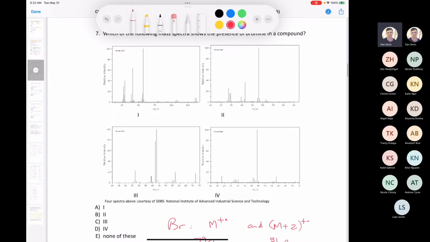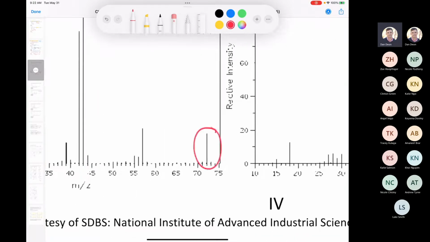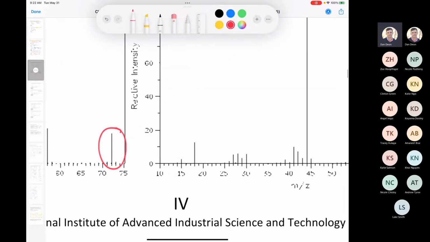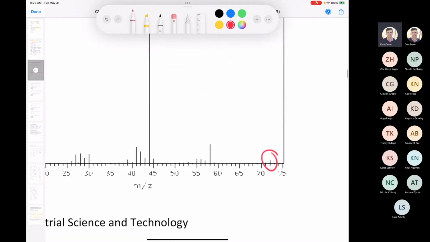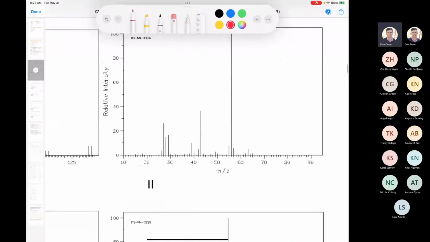And so if we zoom in on this mass spec here, this cannot be the compound because bromine has a mass of 79, and we have the highest mass peak having a mass of only 72, so that's impossible. If we go to the next one, we see something similar. We see something up here at 72, and so that cannot have a bromine in it.